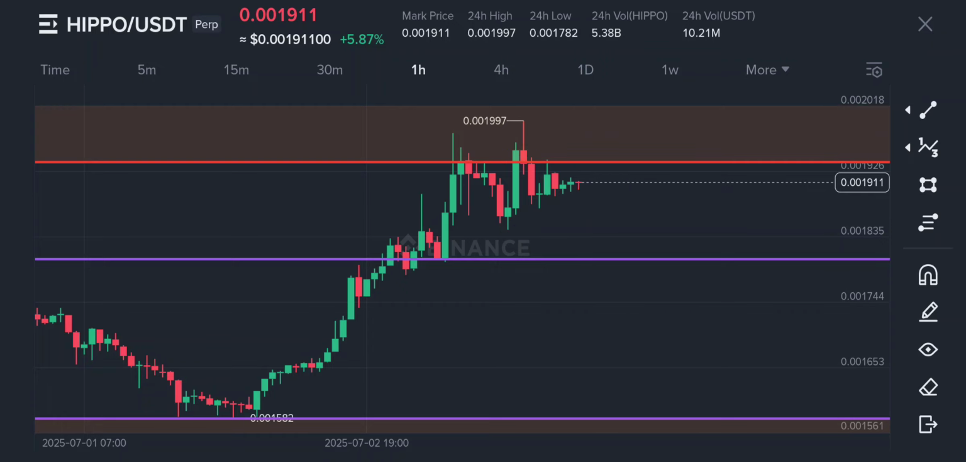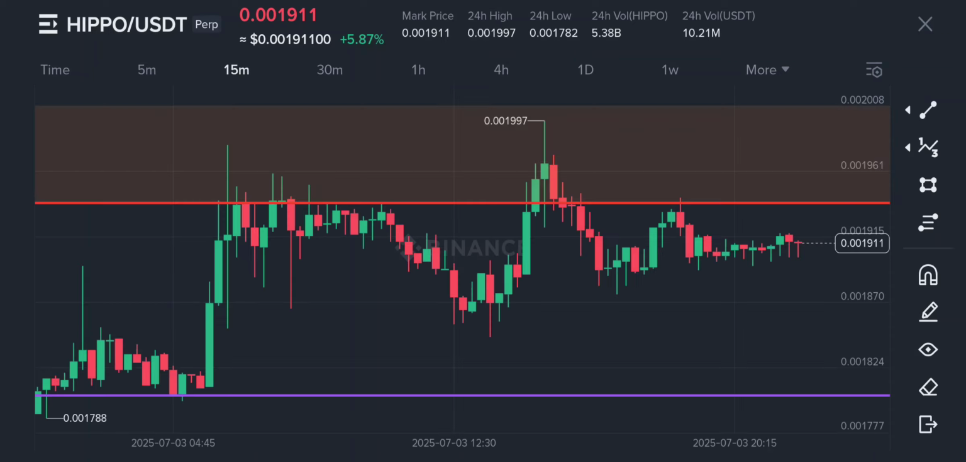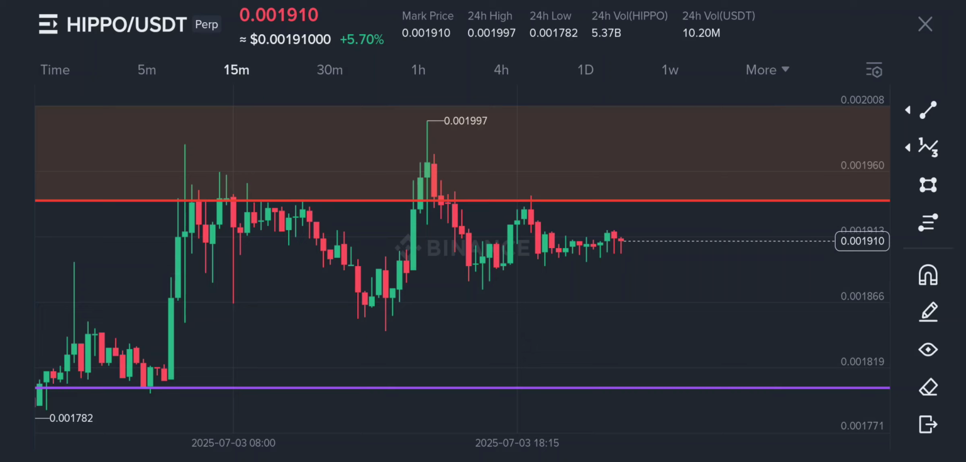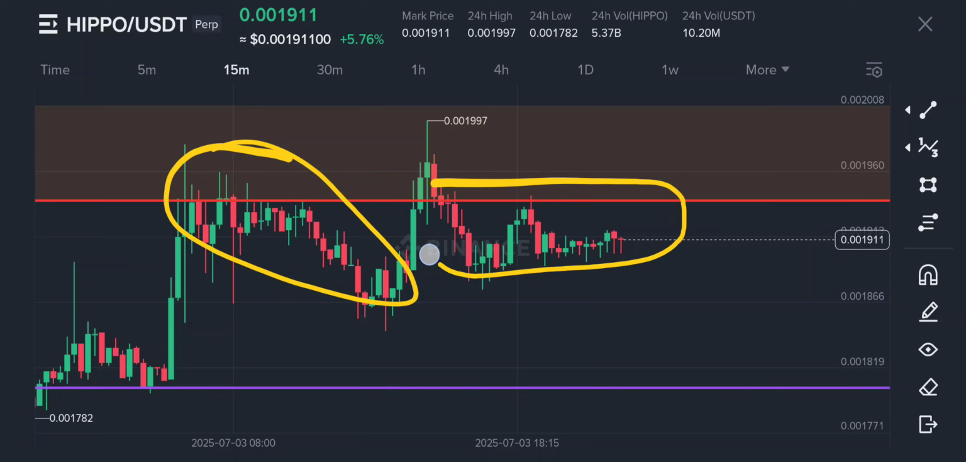Let me check 5 minutes or 15 minutes. Okay, this is our 5 and 15 minutes. What pattern are you guys seeing here? So in my 15 minutes, I can see a very weak momentum around this. Look at the momentum here, it is very weak. That means price is not able to push up, the momentum for this thing to push up is not there.